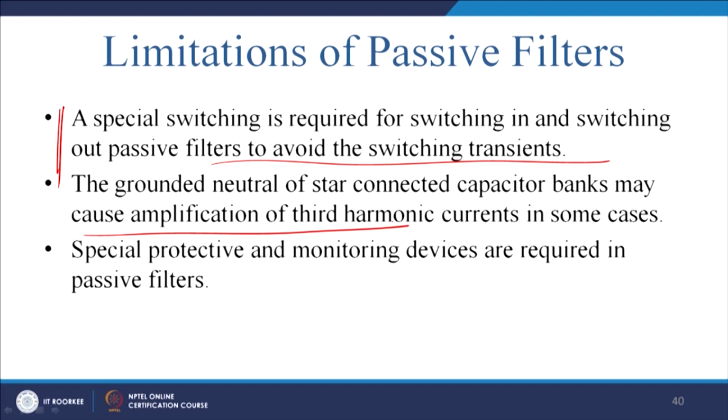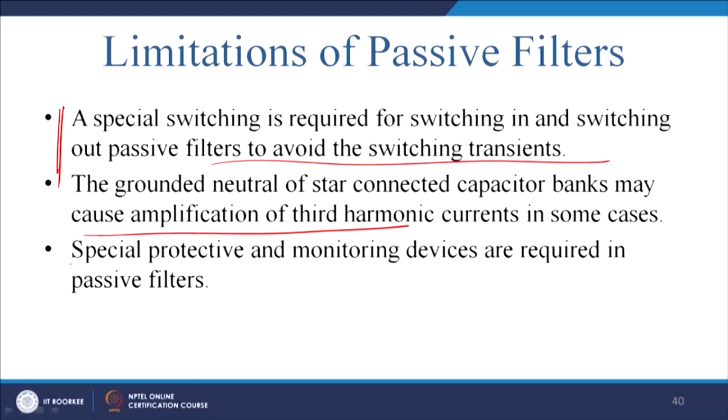and thus third harmonic current will flow and third harmonic voltage will build up in the system. So, we require to take care of that. Another issue is that special protective and monitoring devices are required, mainly because of these transients, and also if it is surge affected or having other problems, you require to bypass it from the system. For this reason also we require protective and monitoring relays to ensure that it is functioning properly.